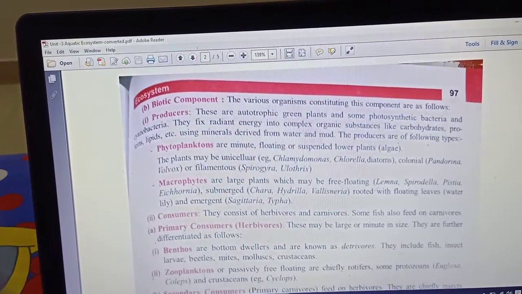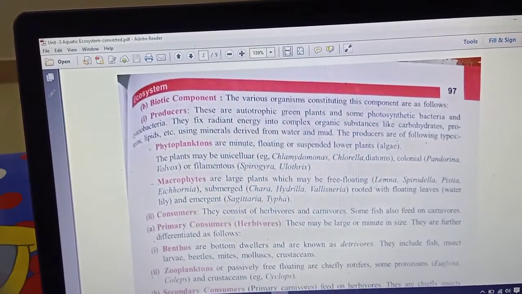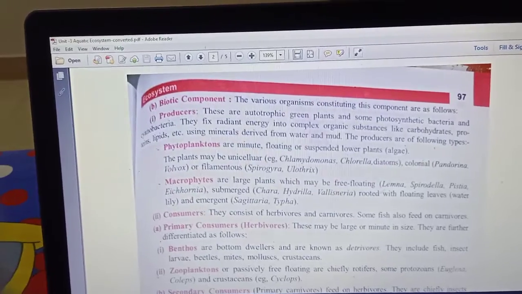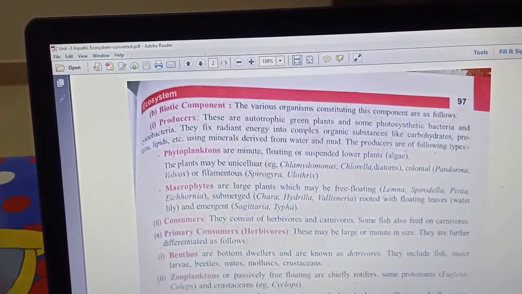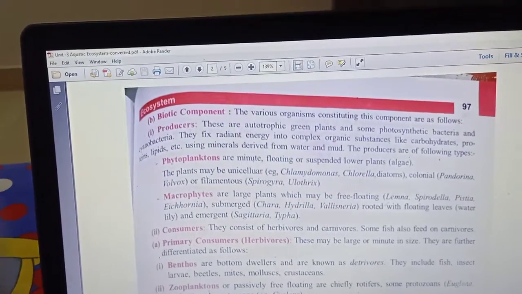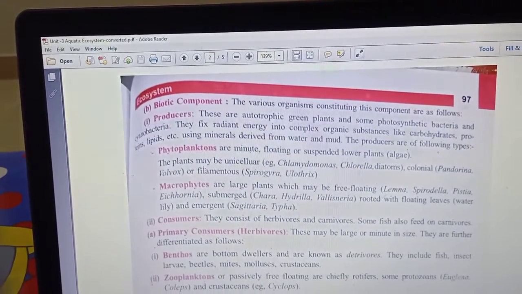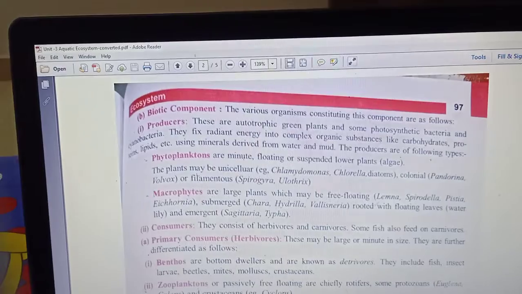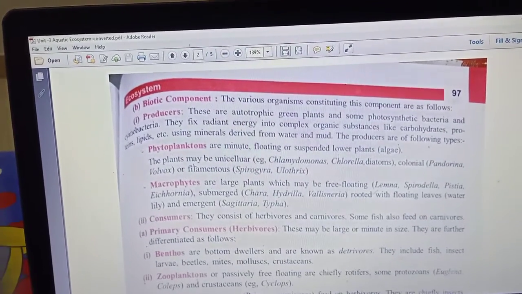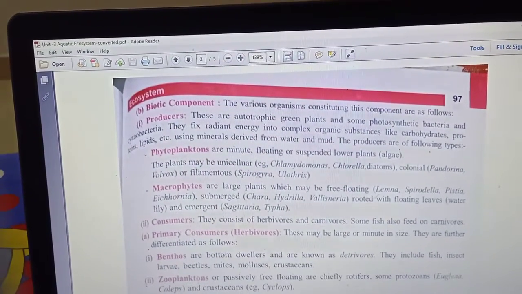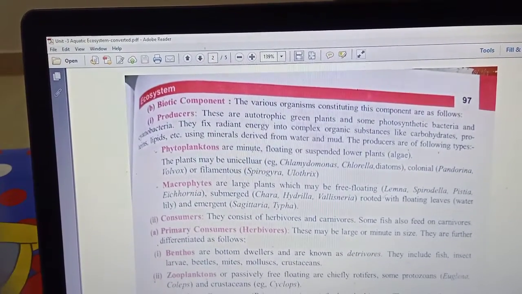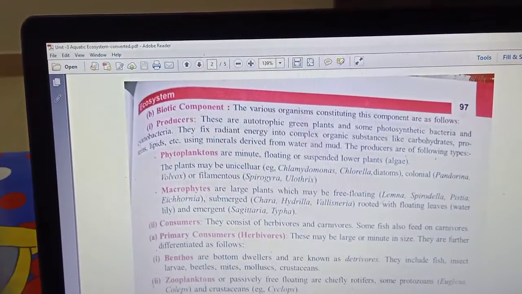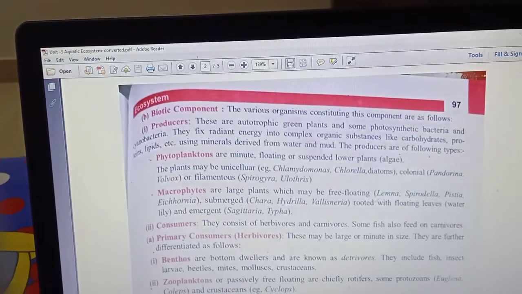They fix radiant energy into complex substances. What these creatures actually do is convert it into complex organic substances, carbohydrates, proteins, and lipids, using different kinds of minerals which they get from the water or mud. These producers are of different types. They can be classified as phytoplanktons, that is minute floating or suspended organisms, which are called algae.